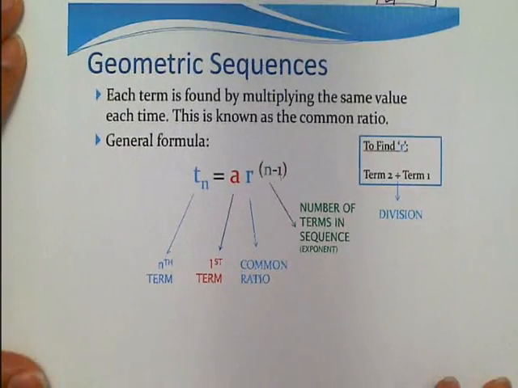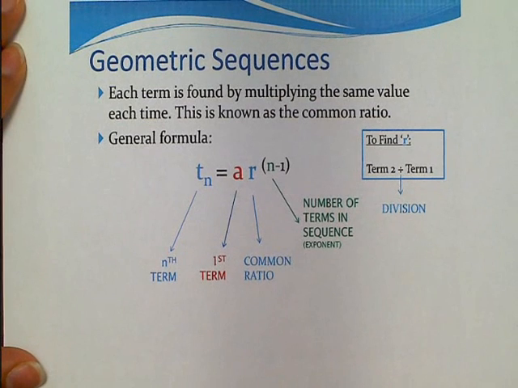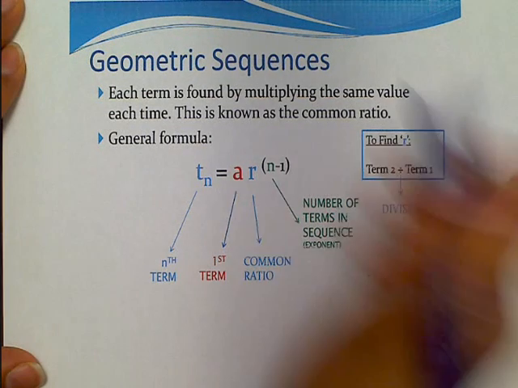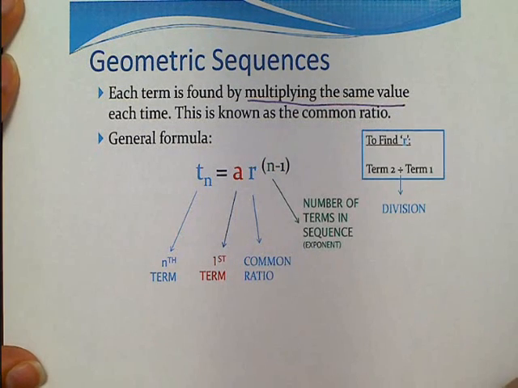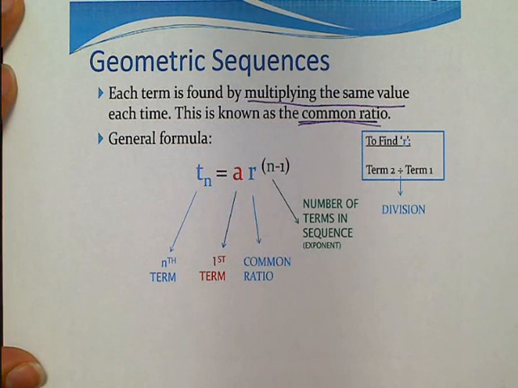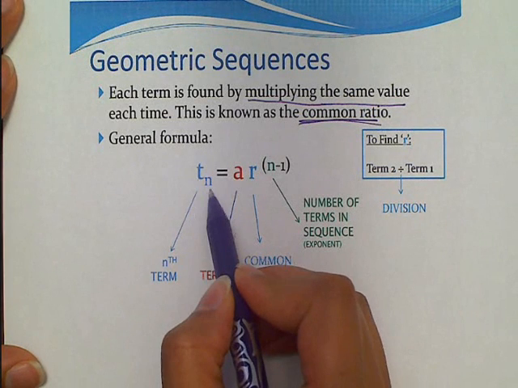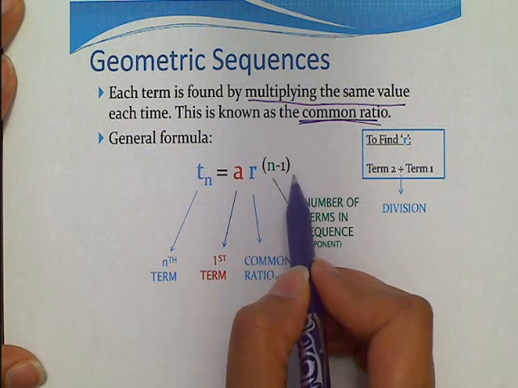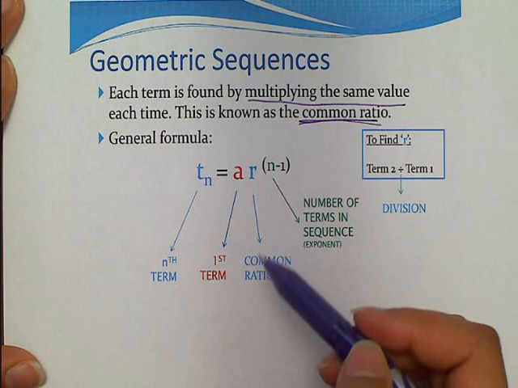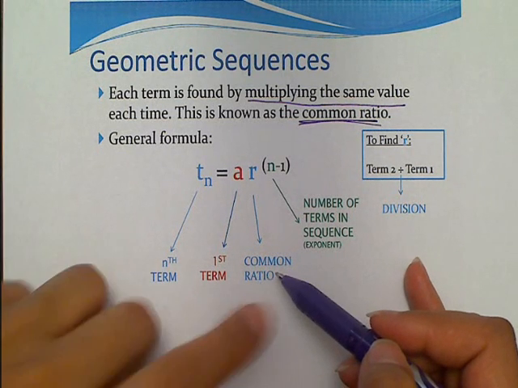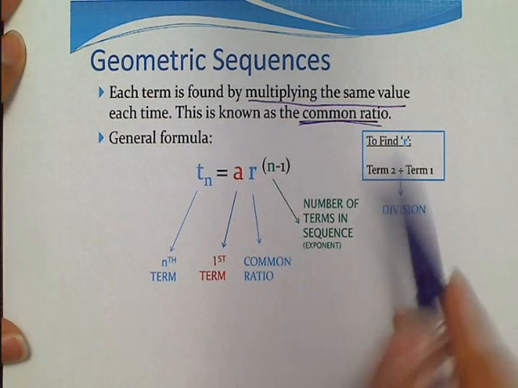Geometric sequences are a little bit different. In a geometric sequence, you have a ratio that's common, so you're multiplying to get from the first term to the next, etc. So in a geometric sequence, each term is found by multiplying the same value each time. This value here is known as the common ratio, as opposed to a common difference. The general term formula looks like T of n equals a times r to the exponent n minus 1. And in order to find what the common ratio is, instead of subtracting to find the difference, you would divide to find the ratio. Okay?